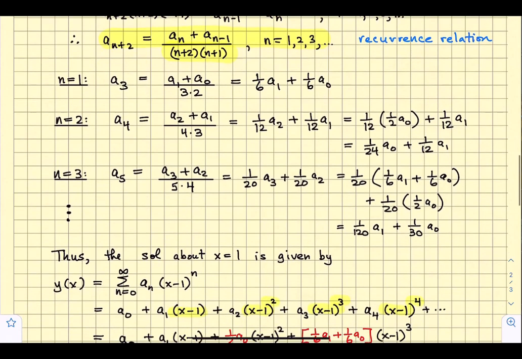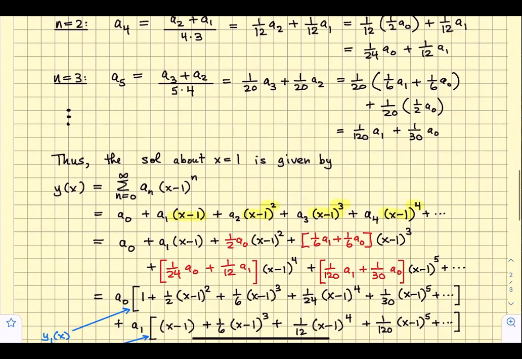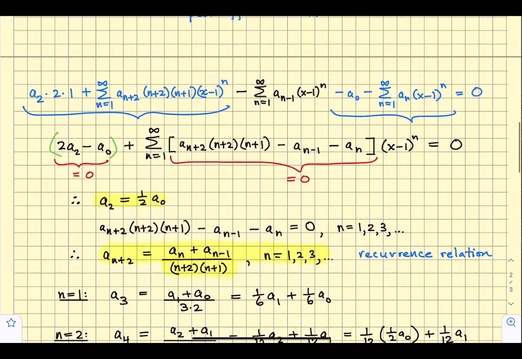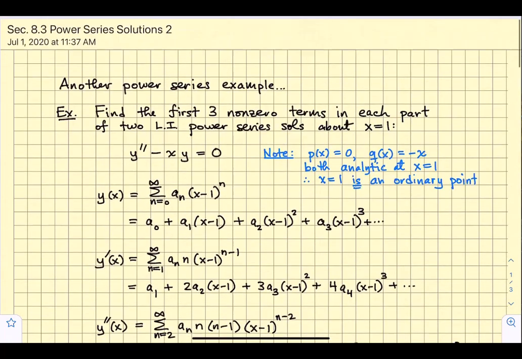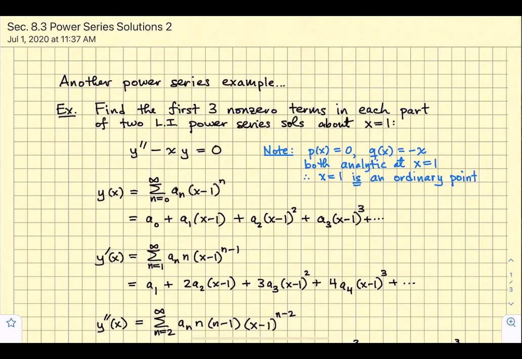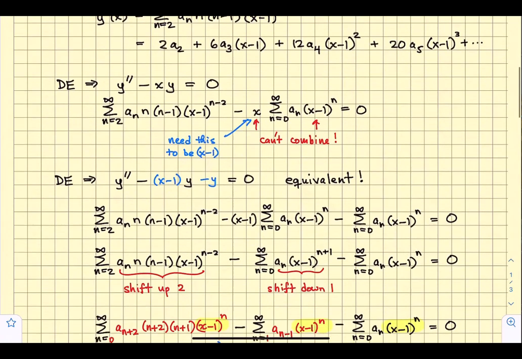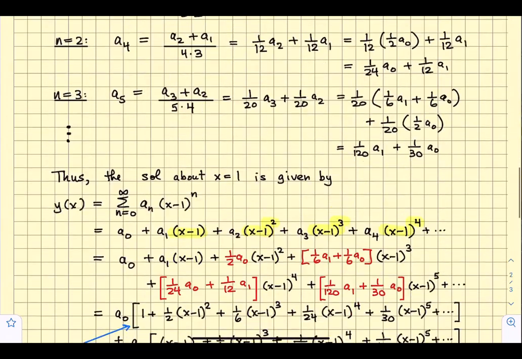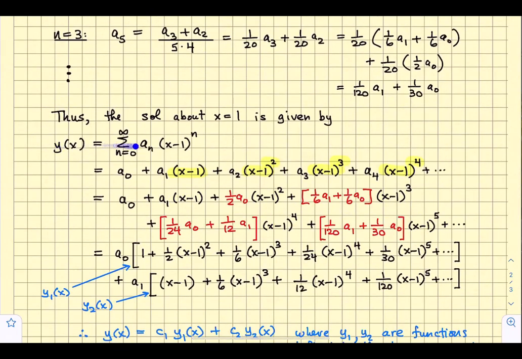So let's go back to generate our solution. And this is where, in practice, when the instructions say write out the first three non-zero terms in each part of the two linearly independent power series solutions, I'm going to show you how you know when you've gone far enough. Okay? So if we go back to our power series, this was our template. y of x was the sum from n equals 0 to infinity of a_n times (x minus 1)^n. I'm just going to write this out in its expanded form just to help us get a feel for it.